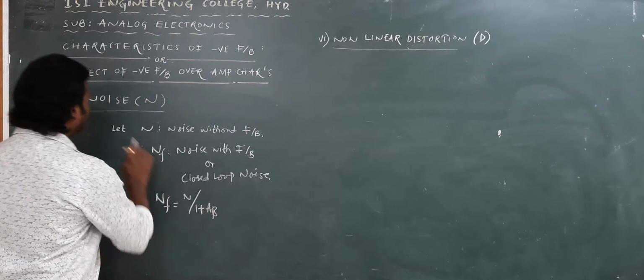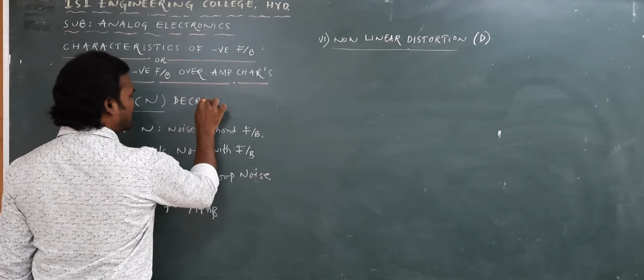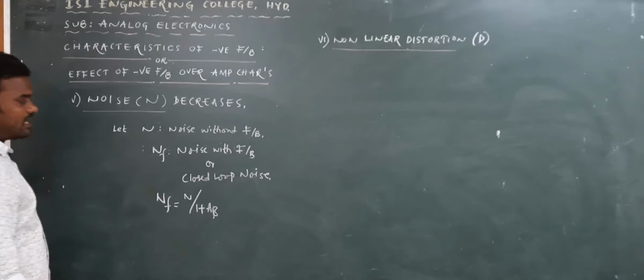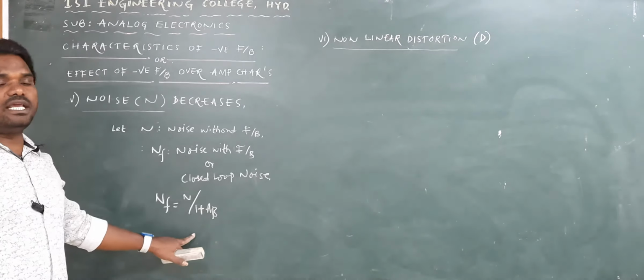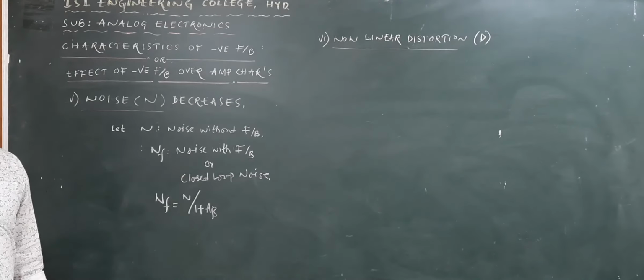So noise decreases by a factor of 1 plus A beta. By employing negative feedback, the noise is going to decrease by 1 plus A beta times. Is this clear? Yes, sir.